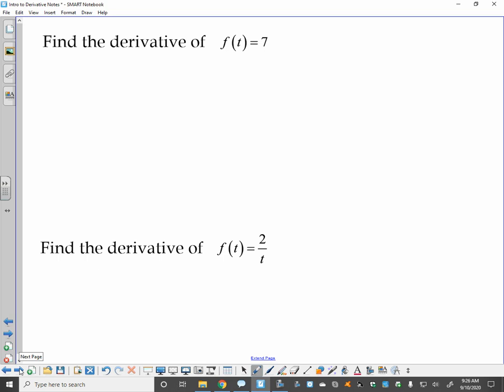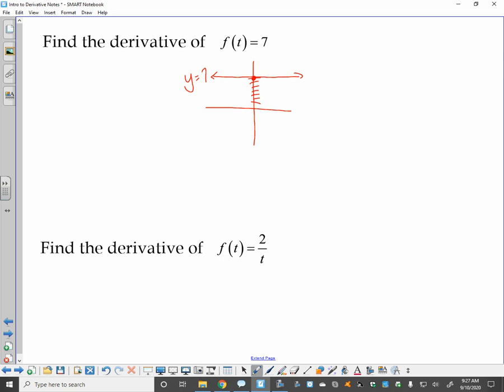Find the derivative of f of t or f of x, same thing, equals 7. Okay, think. 7. What does that graph look like? What does y equals 7 look like? There is the equation y equals 7. I'm asking you to find the derivative, which is the equation for the slope of the tangent line at any given point. So I want you to think about the tangent line of y equals 7.